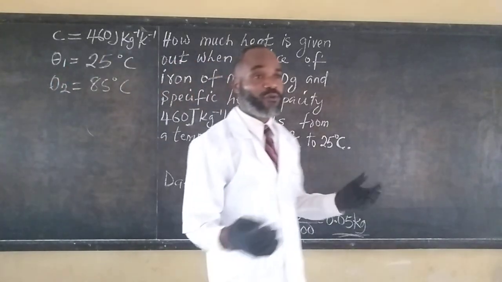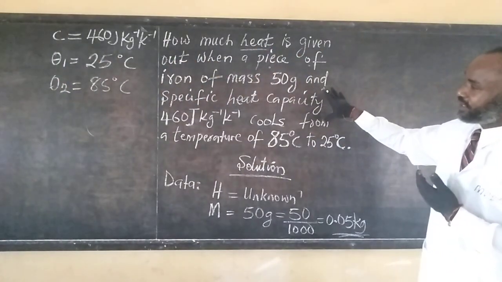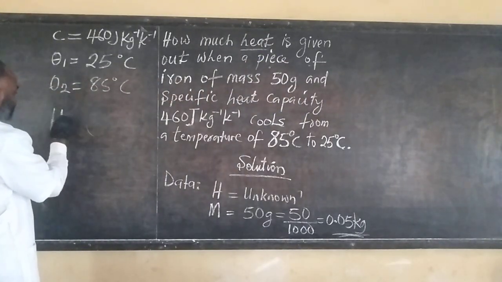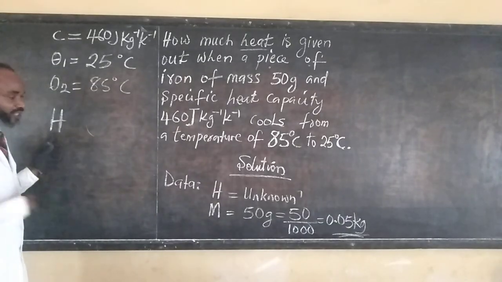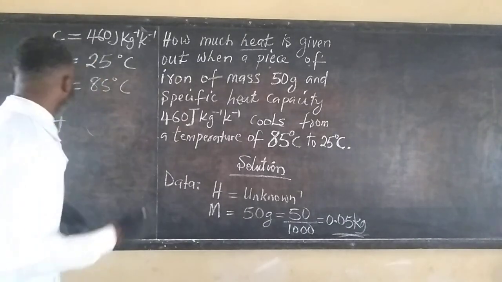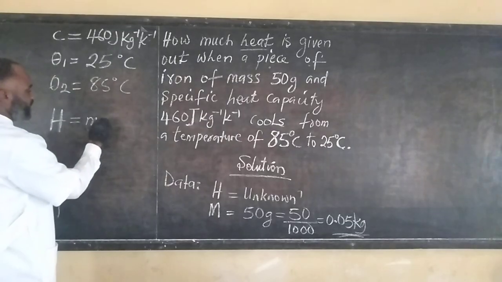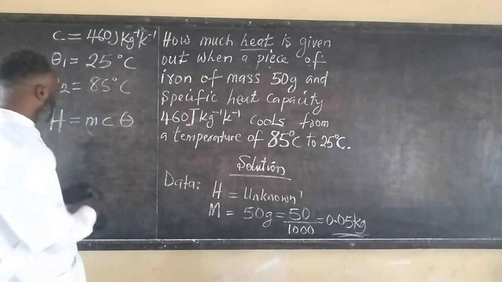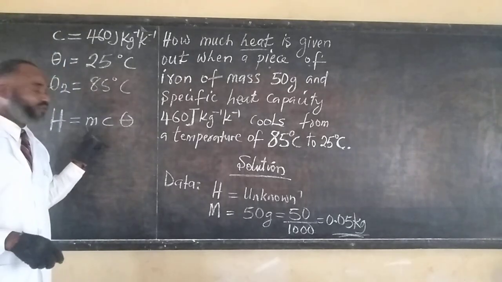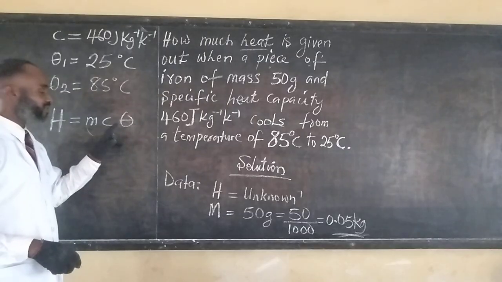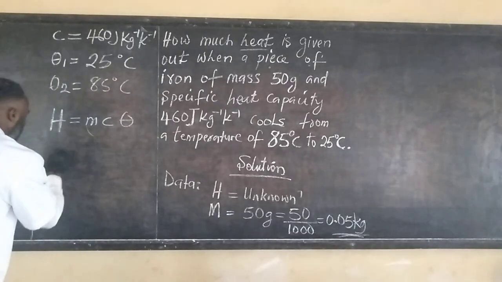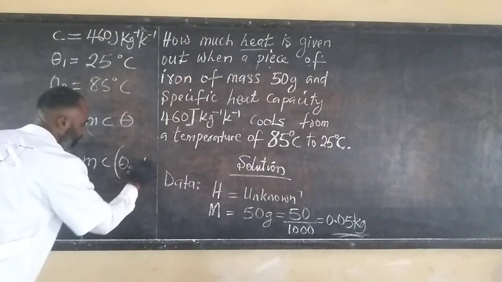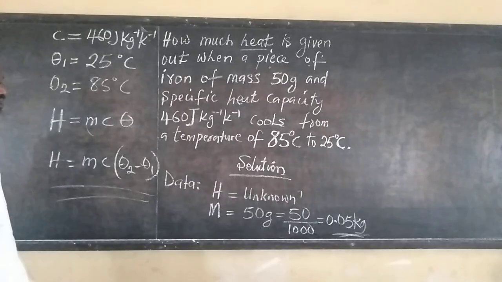And what next? We need to state the formula we are going to use to solve this. The formula is quite simple. That is H, which is the heat we are looking for, H is unknown, is equal to M c theta, where theta represents change in temperature. So we have our mass, the specific heat capacity, and temperature change. We can as well state this as H equals mc(theta 2 minus theta 1). Any of these can solve it.